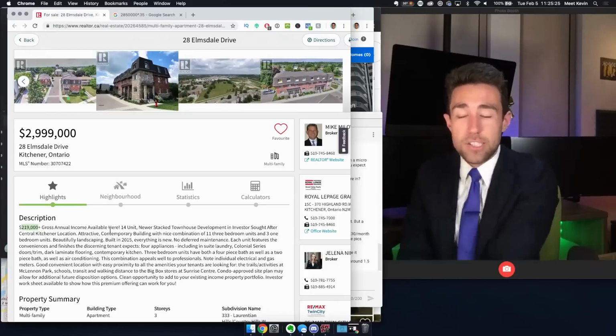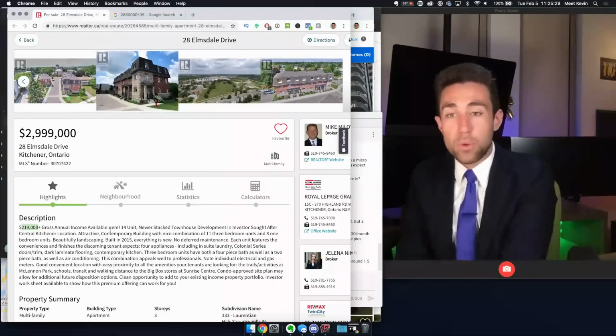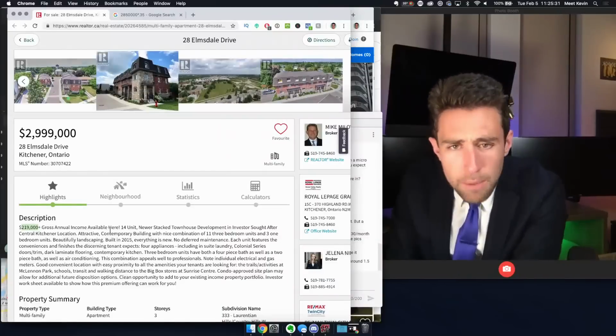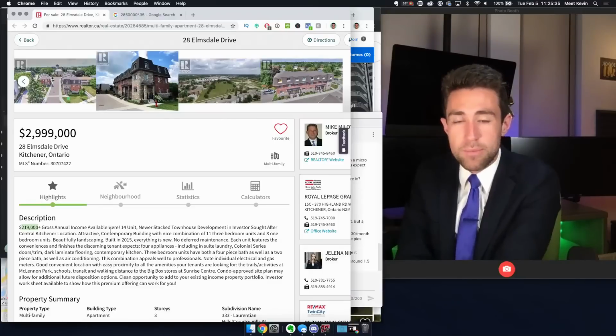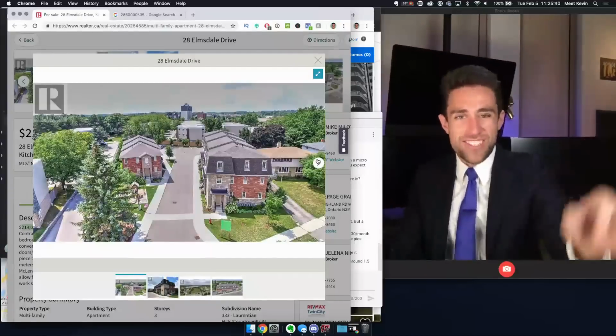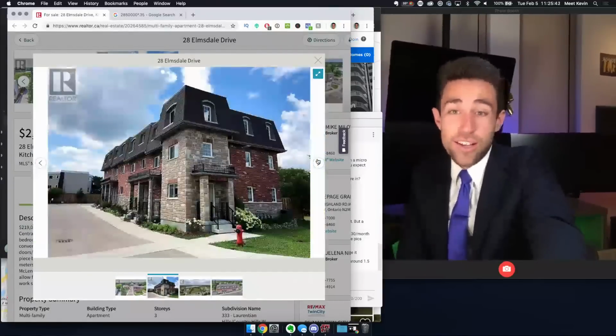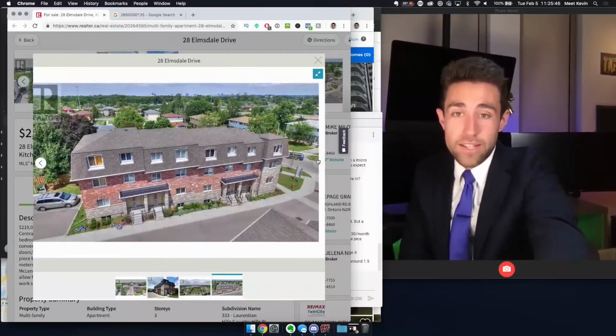They say it's close to big box stores and parks and schools and all that kind of stuff. They've got an approved condo. Condo approved site plan may allow for additional future options. Blah blah blah. All right, whatever. All that future stuff, I usually just discard it. I mean, this is cute. This is beautiful. I really like the look of this building. They did a very nice job.